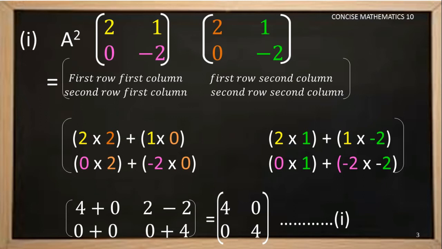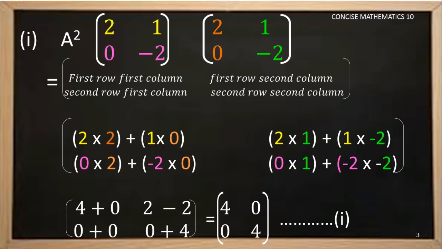Be very careful with the sign. If you substitute properly at once, the solution will be proper. If you go wrong with substitution or a single plus or single minus in this step, the whole problem will be considered wrong. The product and the sum will be equal to 4, 0, 0, 4. This is the solution for the first step, what we have calculated as A square, A into A. Mark it as result number 1.